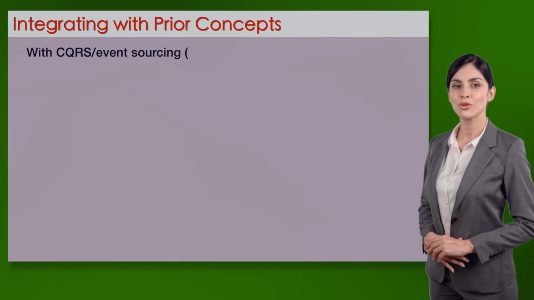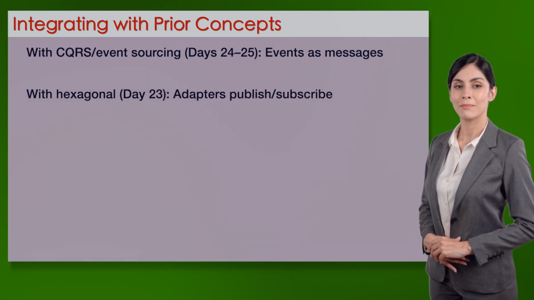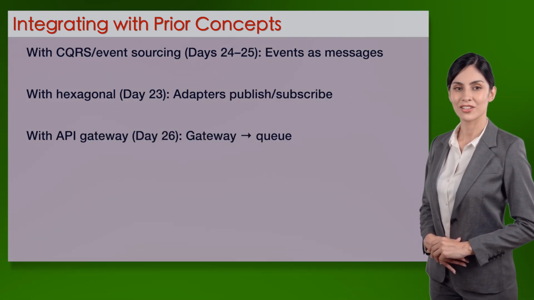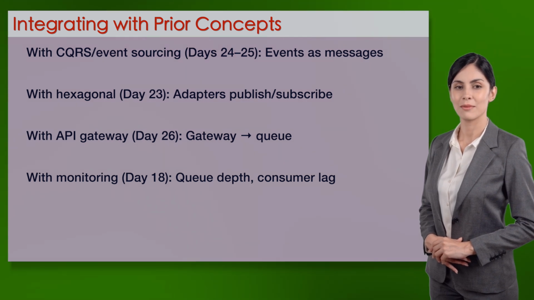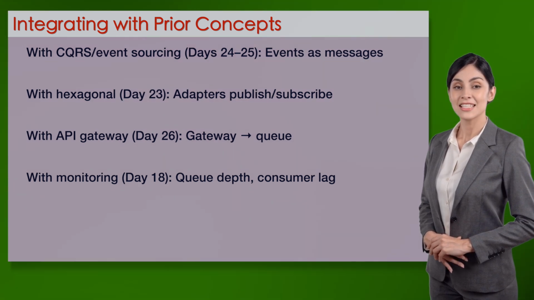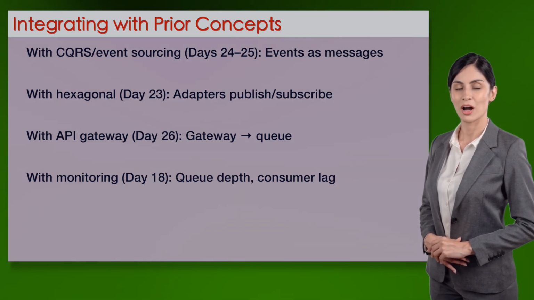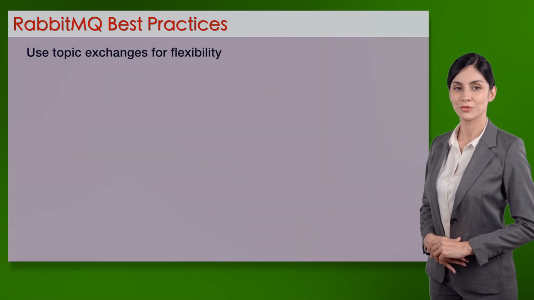In days 24 to 25, CQRS and event sourcing, domain events become messages published to RabbitMQ queues. In day 23, hexagonal architecture, outgoing adapters publish to queues or subscribe via input adapters. Day 26, API gateways can route requests to queues for async processing, and monitor queue depth, consumer lag, and message rates with day 18 tools.